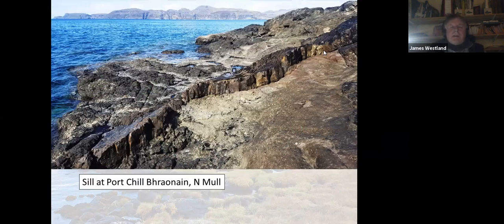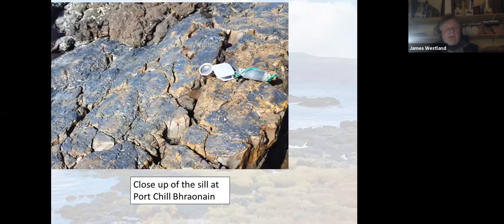Here's a good one. This is at a place called Port na Cille Bhrunan, which is near Glengorm, North Mull. That's Ardnamurchan in the background there. And this is a thin sill here. Again, it's less than a metre thick, just cutting across the lavas. And if you look at it up close, you'll see a feature that's quite common with these sills.